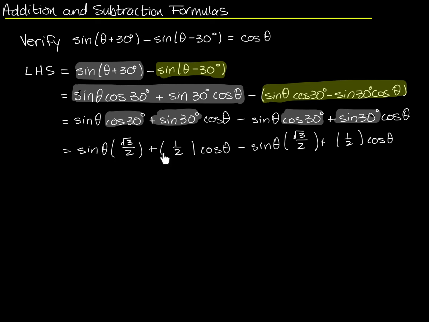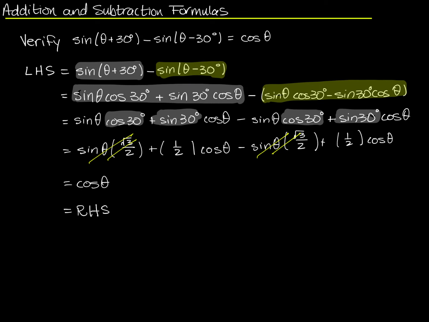I can see in this step, for example, that now I have the sine of theta times root 3 over 2, and over here I have the sine of theta minus the sine of theta times root 3 over 2. So those add up to 0, so they cancel out. And what's left is half of a cosine of theta plus another half of a cosine of theta. So that's a whole cosine of theta. And that's what I was aiming for. That's what my right-hand side is. So now I'll write equals right-hand side.